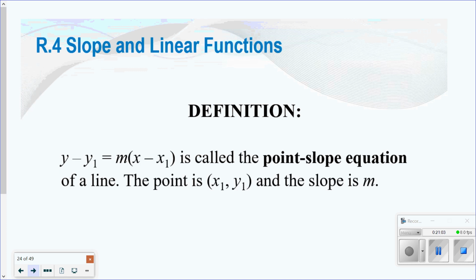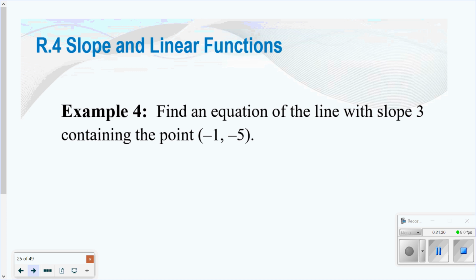There's another equation that we have. We're going to use both of these to find the equation of lines when we are given points. This one is y minus y1 equals m times x minus x1. This is called the point-slope equation of a line. That's when you are given a point and the slope. You can use this to find the equation of the line. So let's look at some examples.